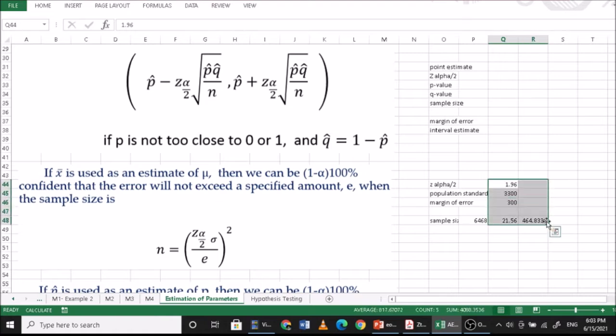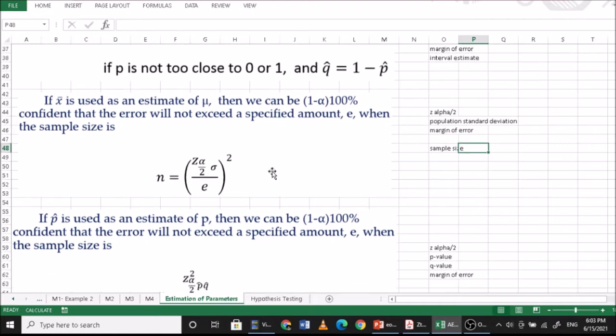Now, I have also already plotted it here, but let's do that again. So, to solve for the sample size given some margin of error, in this case, our z alpha is 1.96. The population standard deviation was 3,300. The margin of error that you need is 300. So, using that, we use this formula: n is equal to quantity z alpha over 2 times sigma over margin of error, quantity squared.